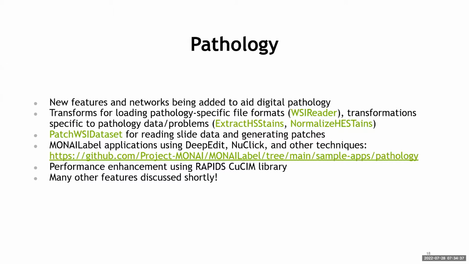So for example, we have our WSI reader transform for reading the specialized file formats that a lot of pathology data is found in. Transformations for doing the sorts of manipulations that are a bit more specific to pathology. So for example, the transforms dealing with stain manipulation are there. When dealing with slide information, we often are doing things in a particular patch-wise way, and so we have a dataset to help us deal with that kind of data and generate information from loading large amounts of data in a way that's efficient and effective for dealing with that sort of slide information.